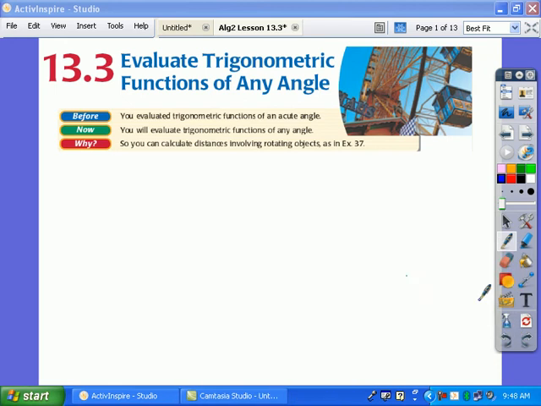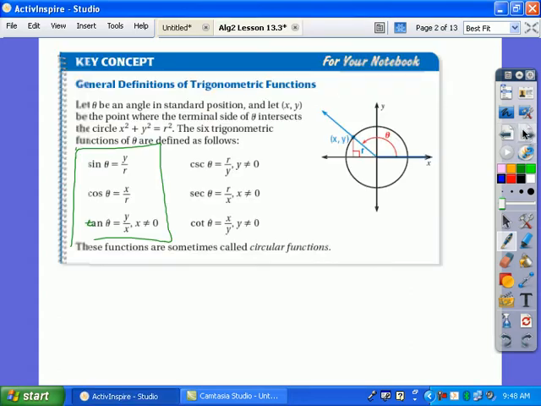This is Mr. Smith here. This is Algebra 2, Chapter 13.3, and we're working on evaluating trig functions of any angle. So we've before been able to evaluate trig functions of angles smaller than 90 degrees. We're now going to work on evaluating angles of any measure. And so this is part 2. So we saw this first part yesterday.